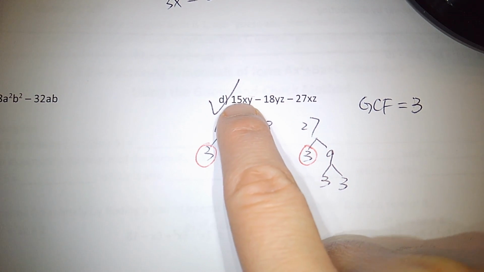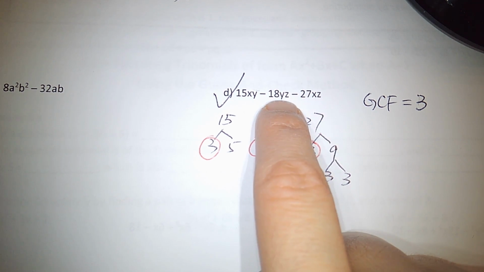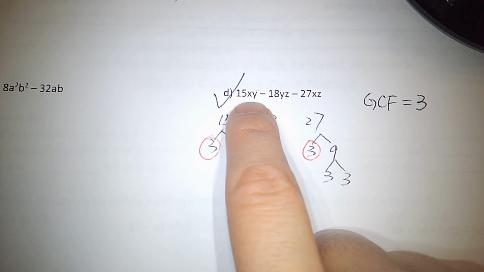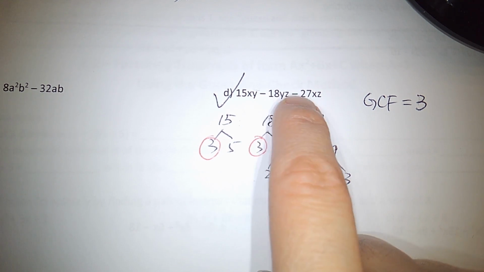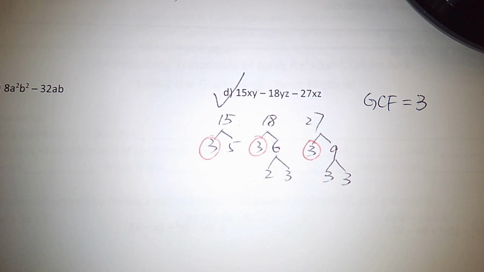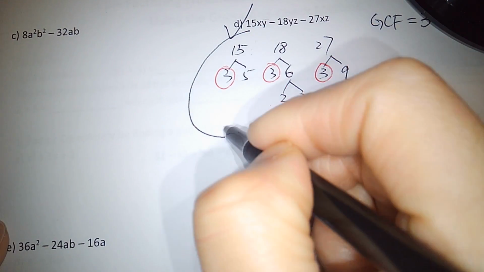And for the variables, they don't all have an x, so we cannot put x. This one doesn't have x. Can we put a y? No. Can we put z? No. So the GCF is just 3, right? Yep. So to factor, let me write it here.